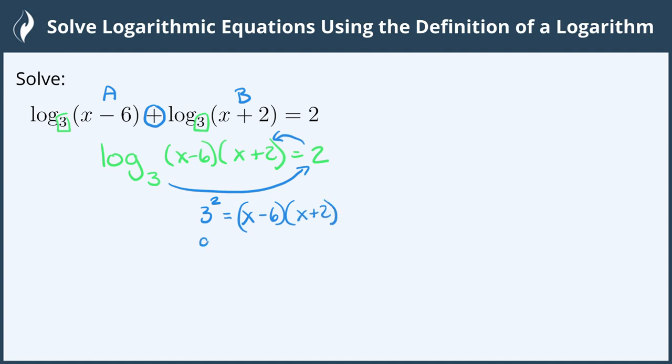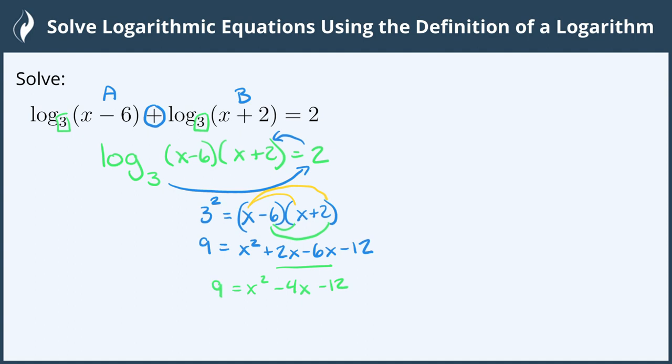3 squared is 9, and we can multiply on the right-hand side using FOIL: first, outside, inside, last. The first times the first gives us x squared. The outside is plus 2x, the inside is minus 6, and the last is minus 12. Adding our like terms in the middle gives us x squared minus 4x minus 12, and this still equals 9.